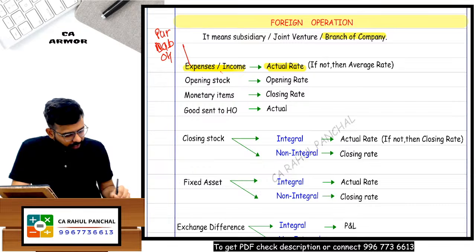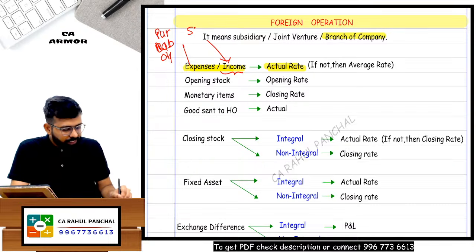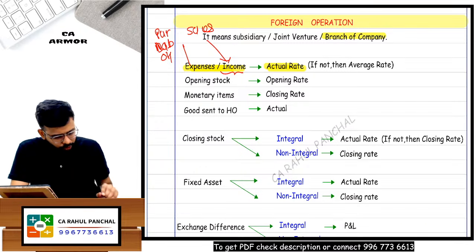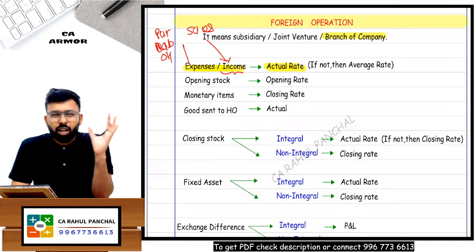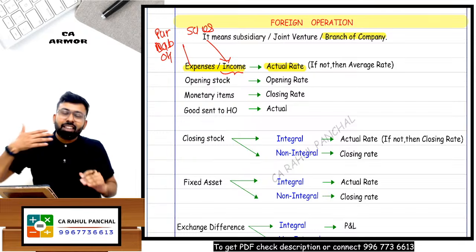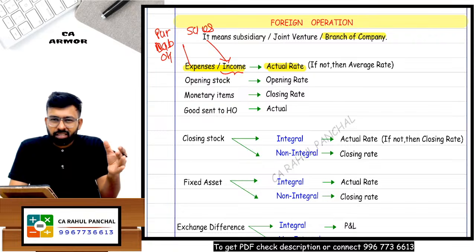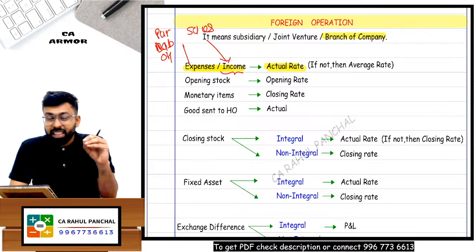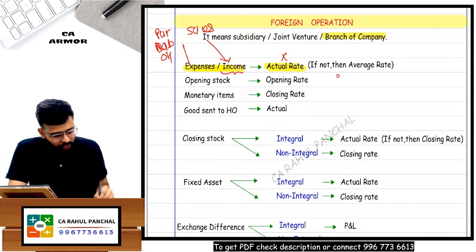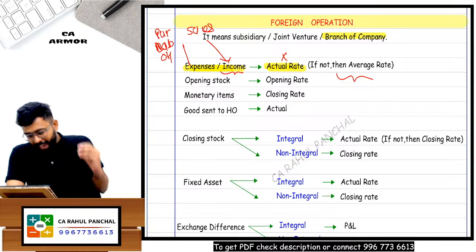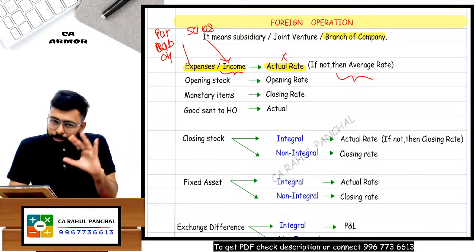Okay, sir, if it is an income, like sales, again that will be at the actual rate. But sir, if the actual rate is not available... sometimes there are thousands of purchases every day, and the exchange rate fluctuates. So if in the exam the actual rate is not given, you will have to take the average rate. Actually it is done in detail in branch accounts.